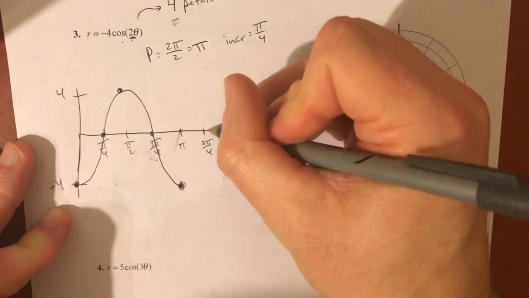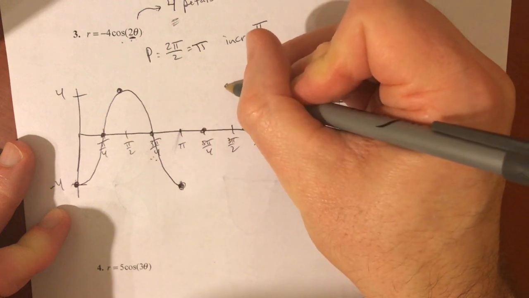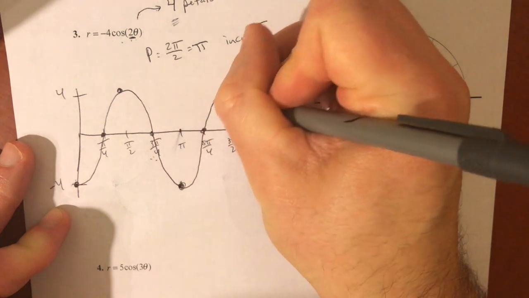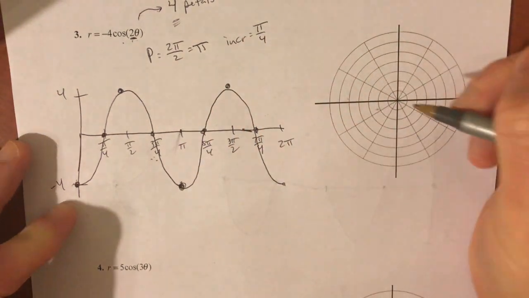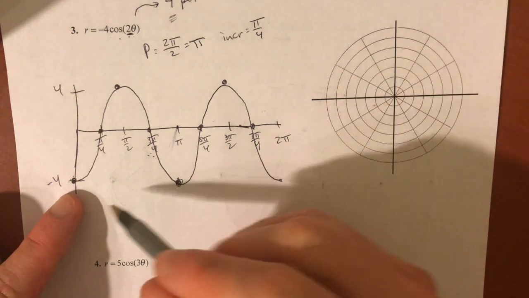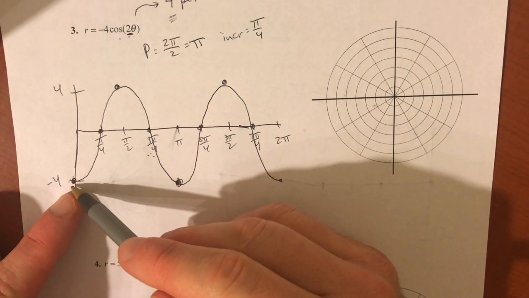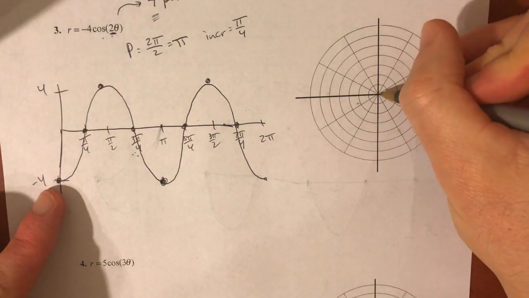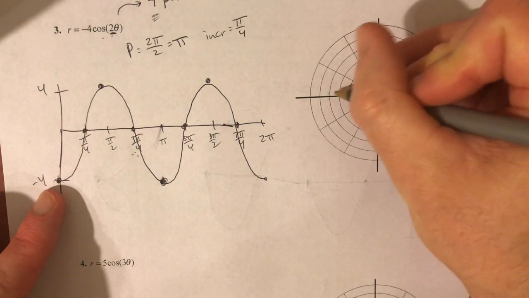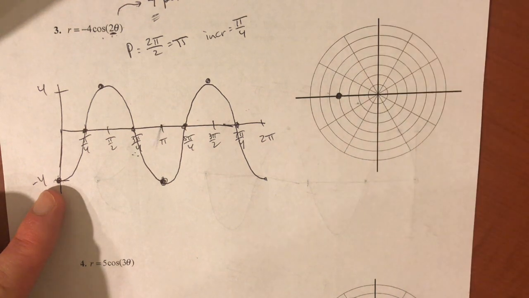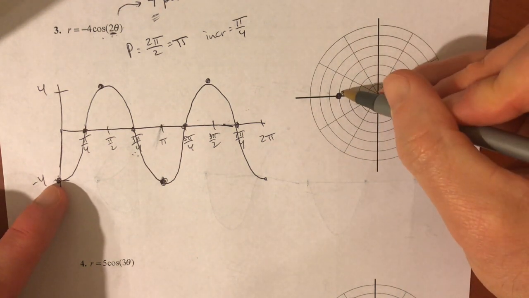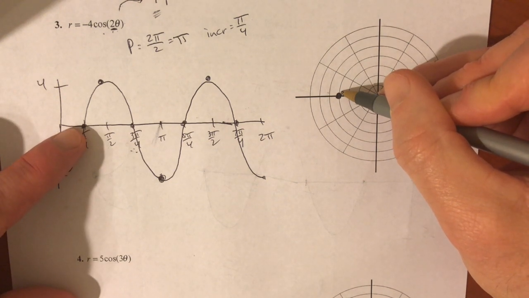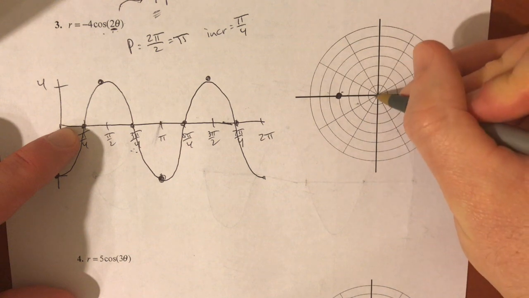So picking right up there, we move to the midline, then the crest, then the midline, then the trough. One more cycle for good measure. Okay, so the very first point is -4, 0, theta being 0, r is -4. So that would be 1, 2, 3, 4 to the left, and not rotating at all. So starting right there.